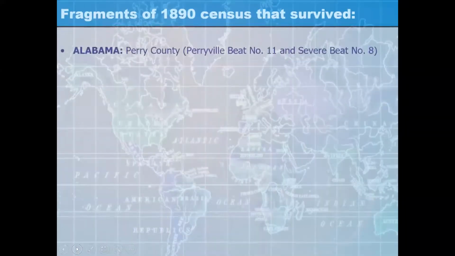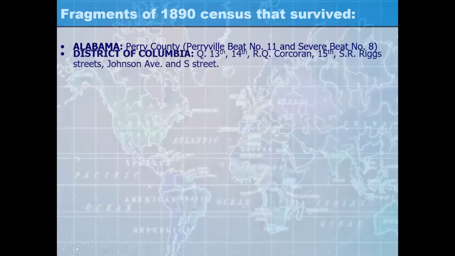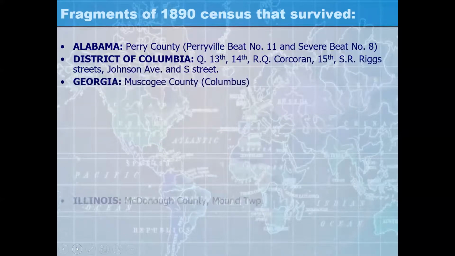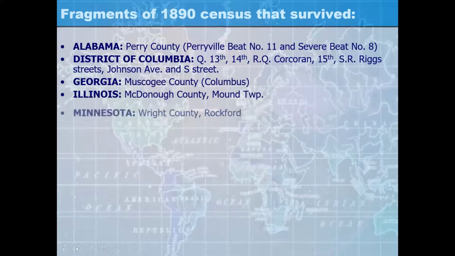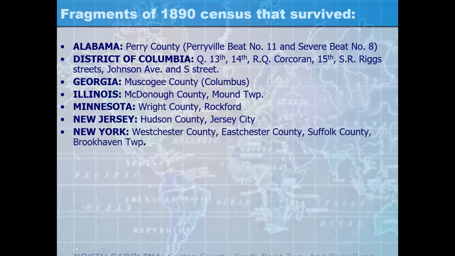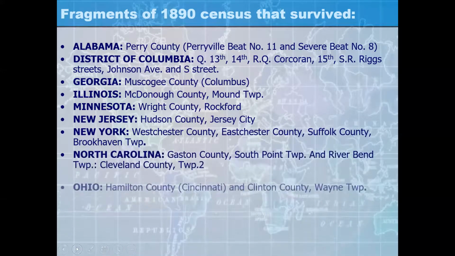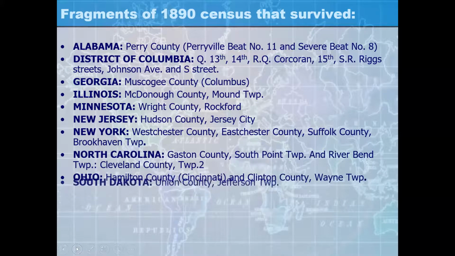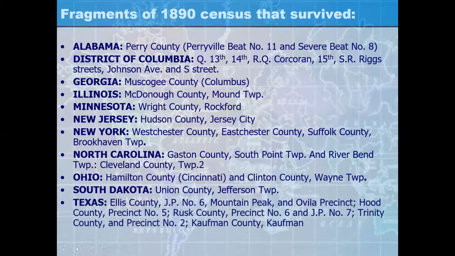However, fragments of the 1890 census that survived include these areas in Alabama, the District of Columbia, Georgia, Illinois, Minnesota, New Jersey, New York, North Carolina, Ohio, South Dakota, and Texas. But only a tiny portion of that census survived the fire and water damage. And these are not total pieces of the census either. So as you see in Illinois, it was just McDonough County, the Mound Township, that survived.